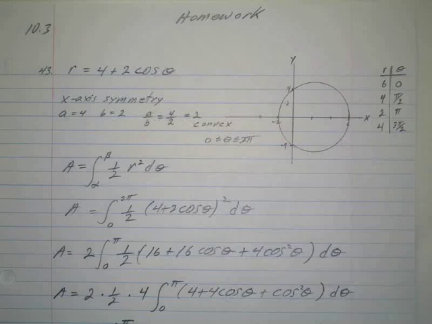Okay, some more problems from section 10.3. This is number 43, and what we want to do is find the area of the region described, inside the convex limacon, r equals 4 plus 2 cosine of theta.